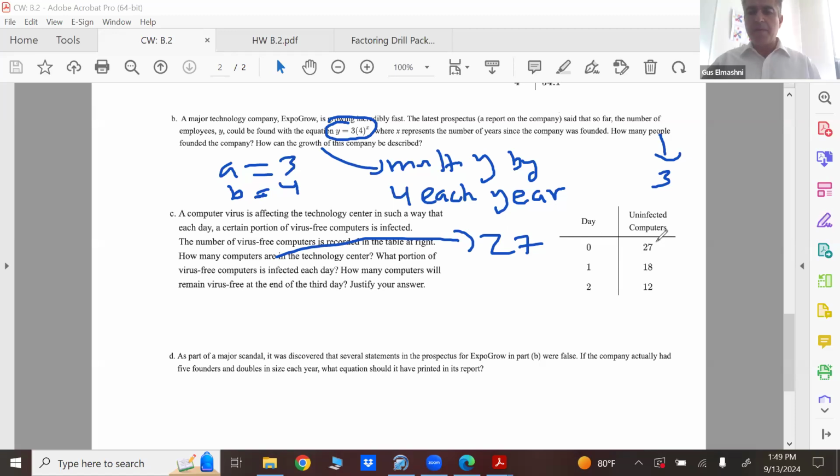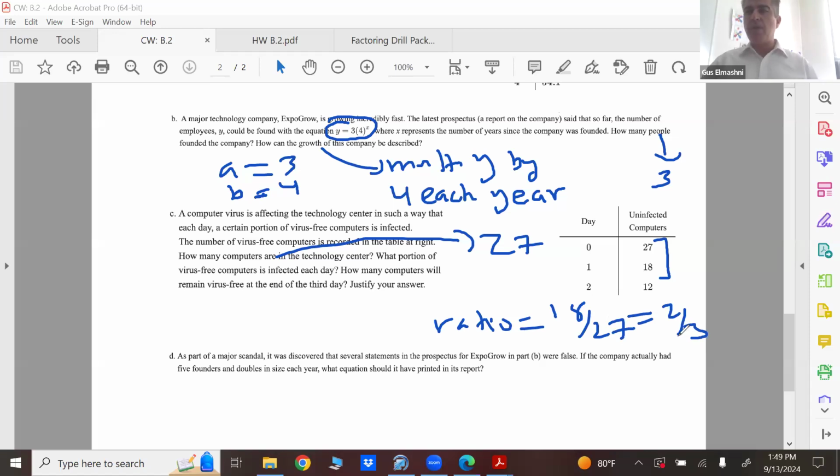But look at over here, though. What does the Y column represent? Does it represent infected or uninfected computers? So you have 27 that are not touched. After one day, 18 are cool. So how many got infected? 9 are not cool, right? 9 are pretty bad. So if you want to know what portion is infected each day, you can do 18 over 27 and find that ratio, which, by the way, is 2/3.